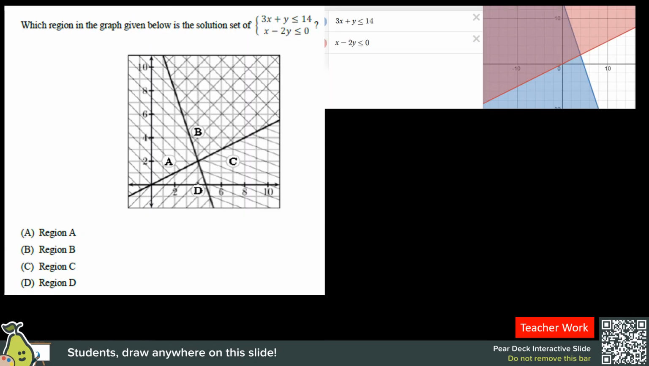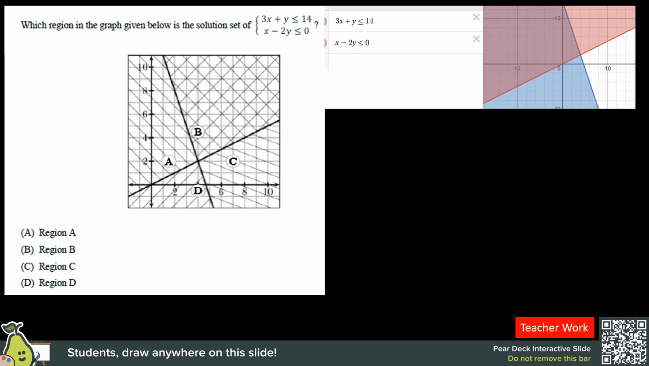So this one says, which region in the graph below is the solution set for this system of 3x plus y is less than or equal to 14, and x minus 2y is less than or equal to 8. And so what you want to do is look at the double shaded regions. Now this one is super tricky.